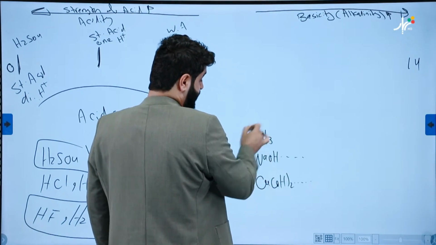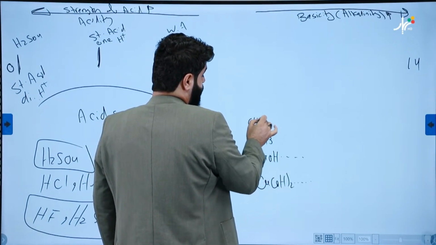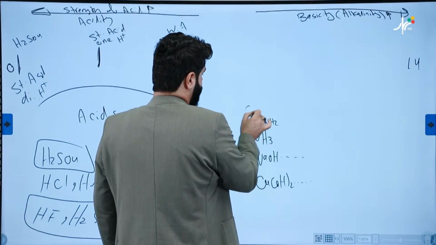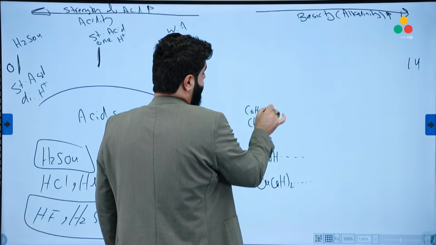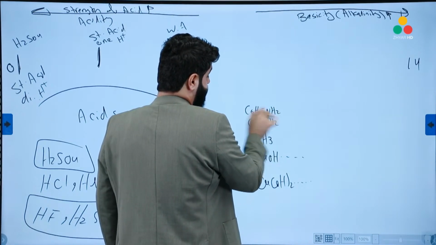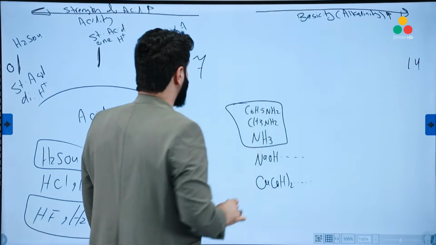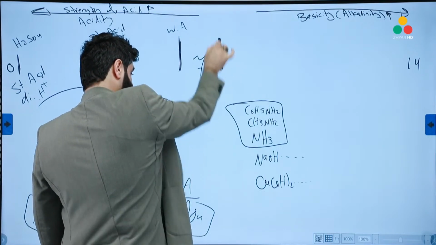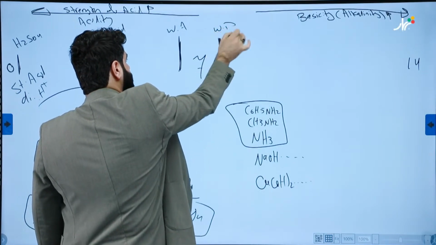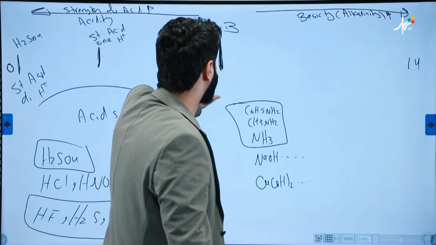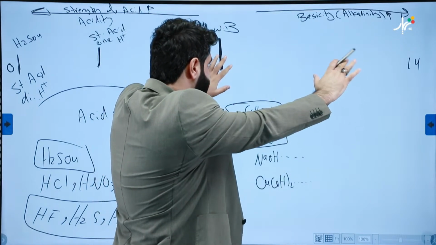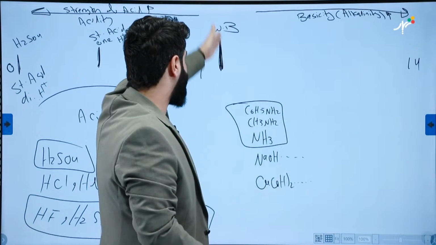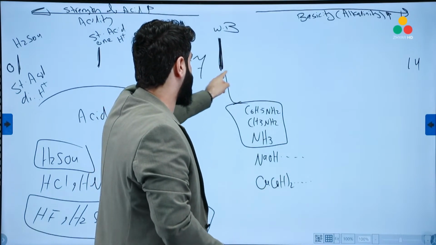Weak bases like CH3NH2 or C6H5NH2. These are weak bases, located beside 7. The pH of the bases is greater than 7, ranging between 7 and 14. Here we have weak bases like the following things.